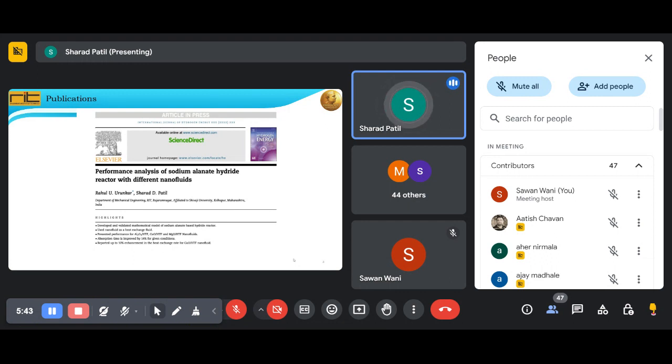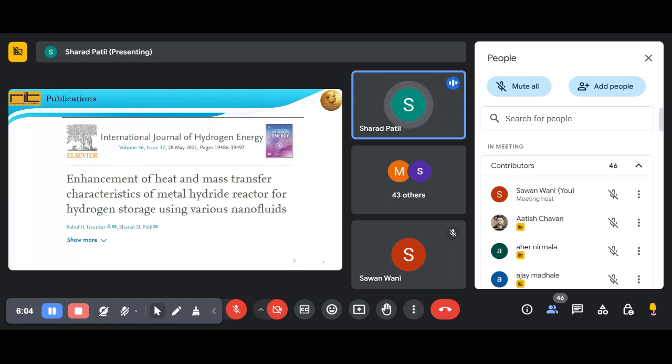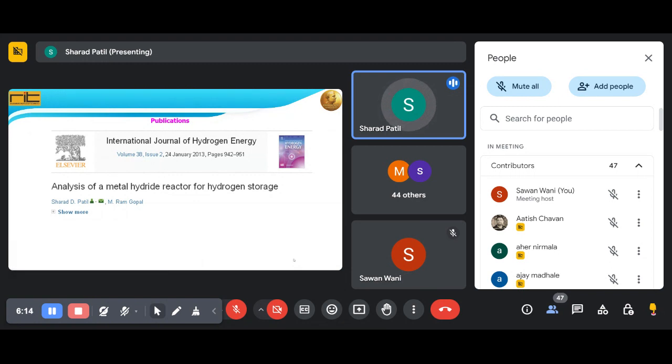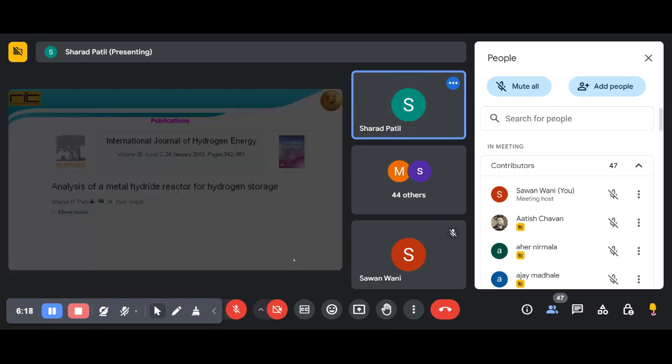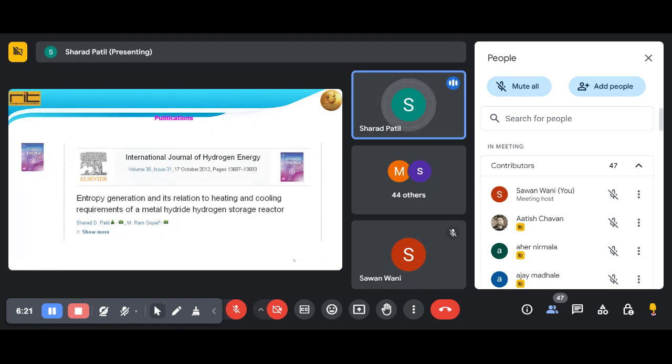I would like to show them to the participants. My major work is related to metal hydride reactors and nanofluids, and the second is battery thermal management. This one is about metal hydride reactor performance analysis with sodium alanate as the material. This one is the enhancement of heat and mass transfer characteristics of a metal hydride reactor used for hydrogen storage using nanofluids. Then this one is the basic fundamental paper, analysis of metal hydride reactor for hydrogen storage. Related to entropy generation, we also worked and published a good paper in the journal. In addition, papers are also published in other journals that I have not mentioned here.